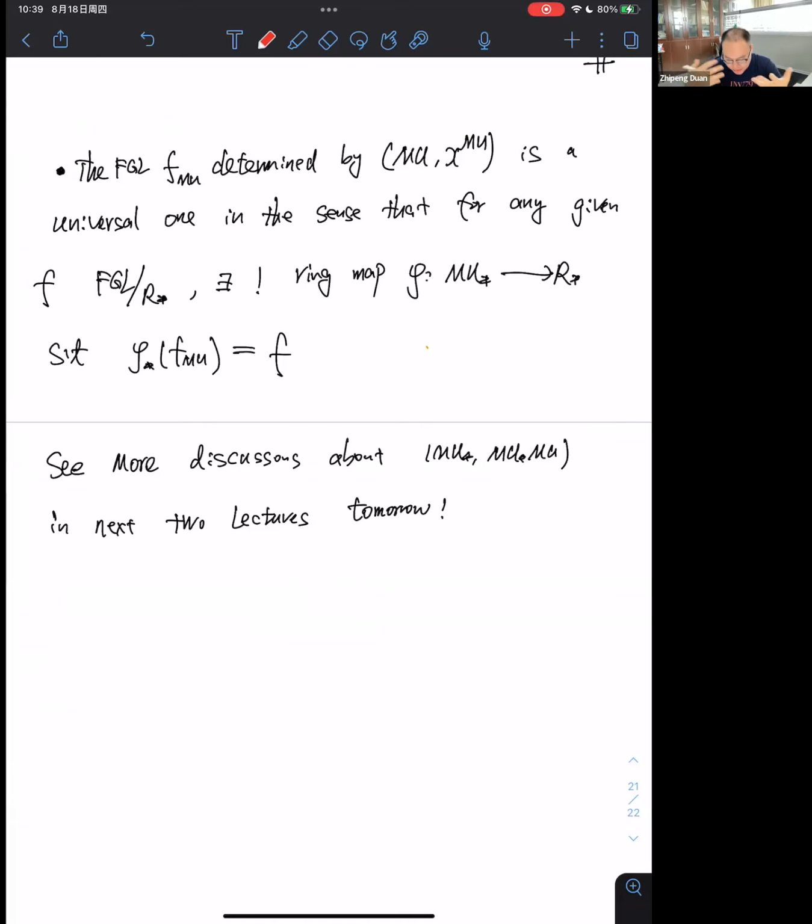More precisely, if we're given any formal group law F over a graded ring R star, then we can find a unique ring map from MU star to R star such that this map will push forward the formal group law on MU to the formal group law over R star. And this is a big theorem by Quillen, and you will see more discussion about this universality, and also about the Hopf algebroid MU star MU, in the next two talks, starting tomorrow, by Guchuan.